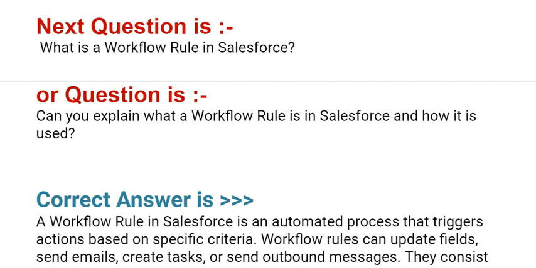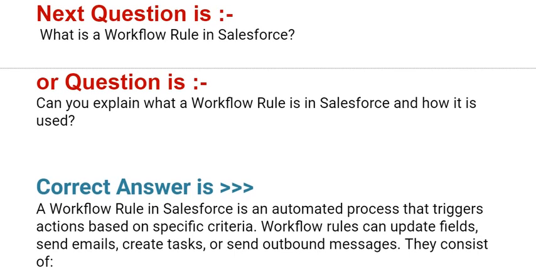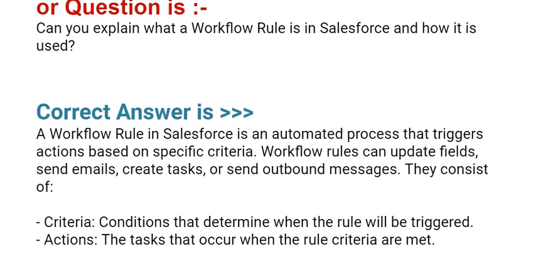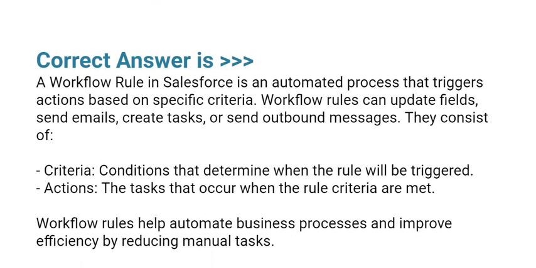Workflow rules can update fields, send emails, create tasks, or send outbound messages. They consist of criteria, the conditions that determine when the rule will be triggered, and actions, the tasks that occur when the rule criteria are met. Workflow rules help to automate business processes and improve efficiency by reducing manual tasks.